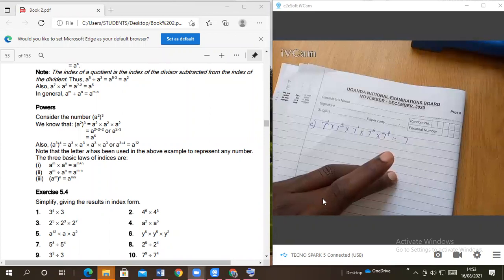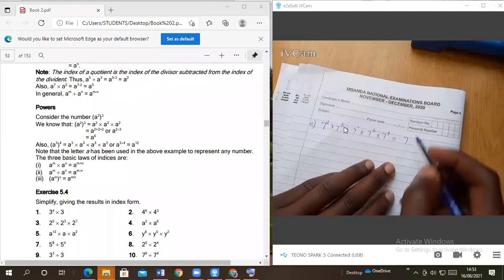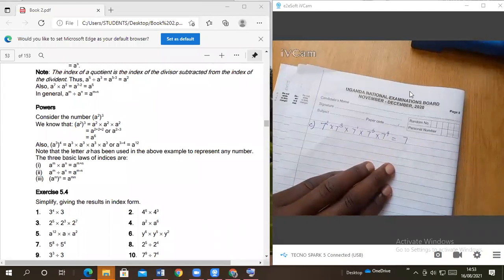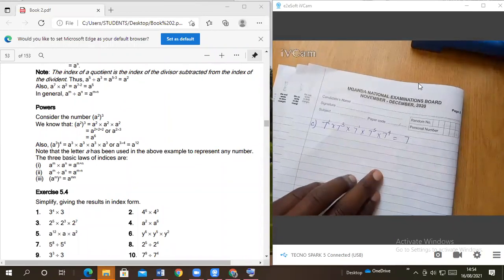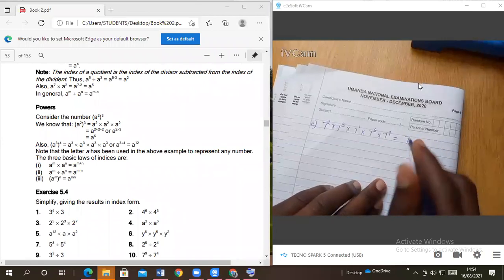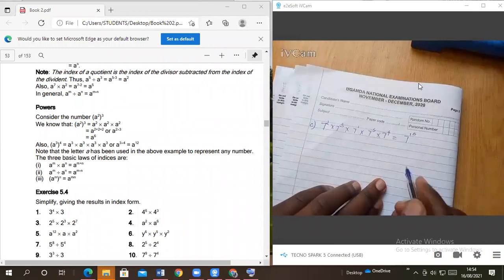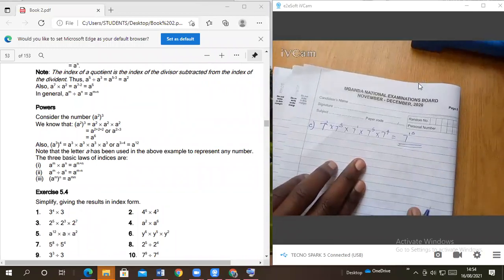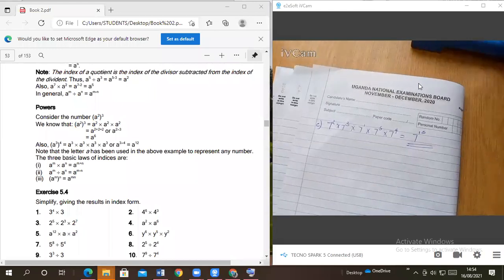Jacob, what is wrong with your microphone? 17. Okay, Jacob, what's the answer? 7 to the power 14. Is it 14? It's 15. Okay? Yes, good. That's what we shall have. That is using the first law. Can we go to number 2?